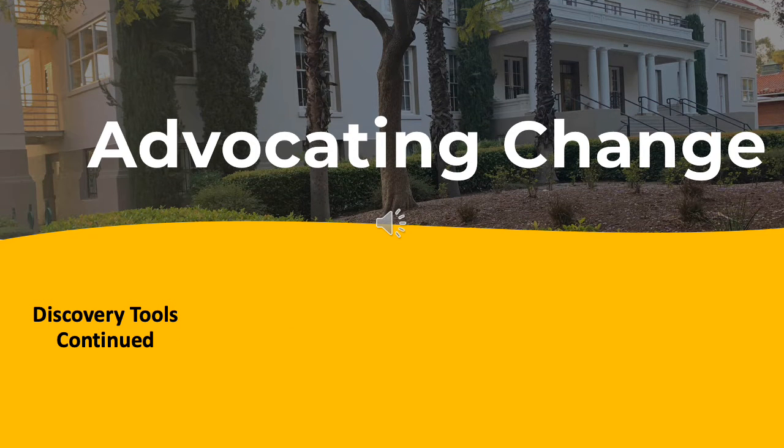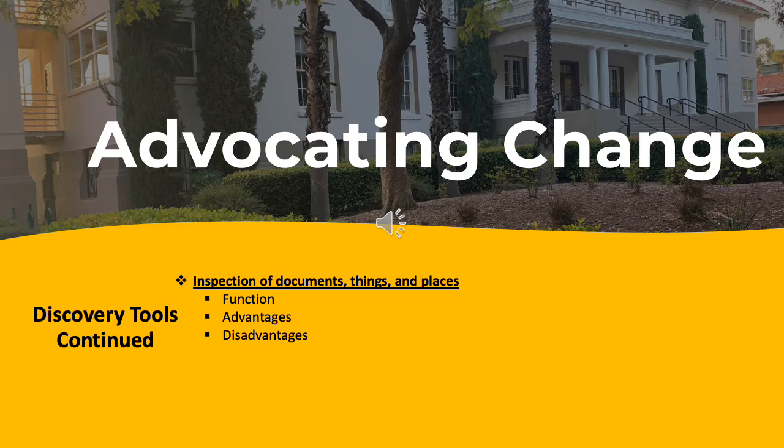Another discovery tool that you have available to you is called an inspection of documents, things, and places. An inspection demand is a written request and may only be served on a party. A party may demand the right to inspect, copy, test, or sample documents or other physical evidence or electronically stored information in possession or custody of the opposing party.